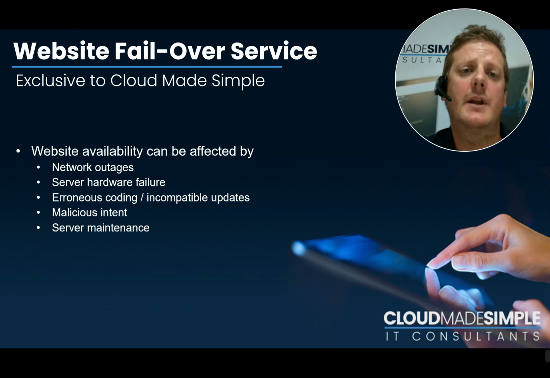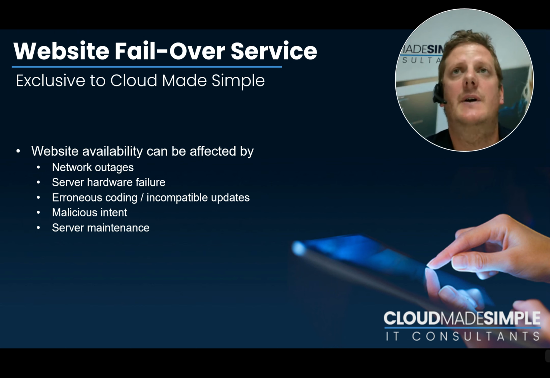So website availability can be affected by network outages. So even at the data center, if there's a telecommunications or a fiber link cut or a router or switching issue, it will stop your website being served or cause the server to become unavailable. Then there are actual physical server hardware faults, so hard disks or NICs can be corrupted or broken, and that'll cause the server to come down.